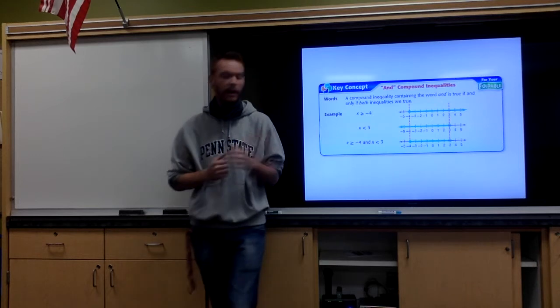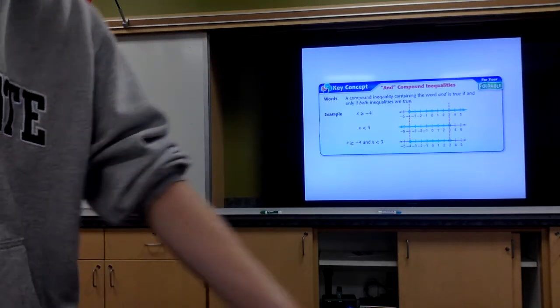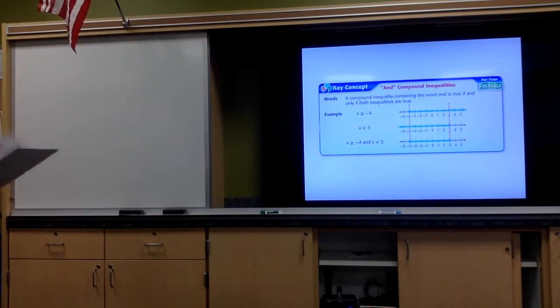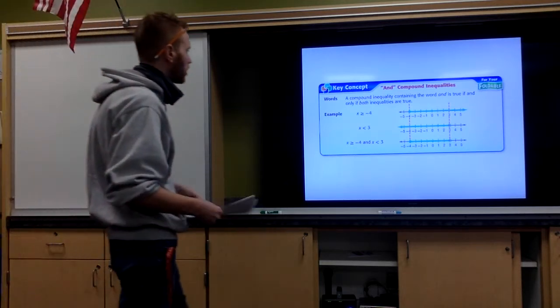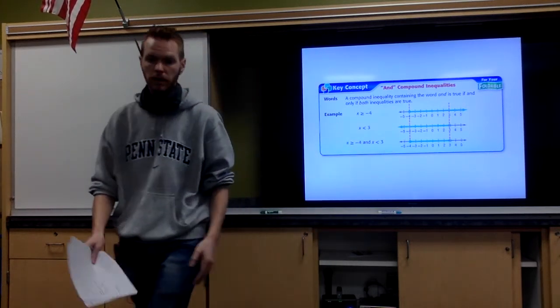Okay, so go ahead. This is the "and" compound inequality definition. So if you want to go ahead and write this down. I will say the important thing that you're going to need out of this definition is just the bottom part here. What does it look like visually on a number line and algebraically?